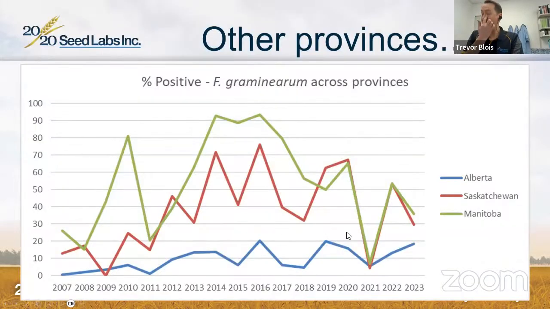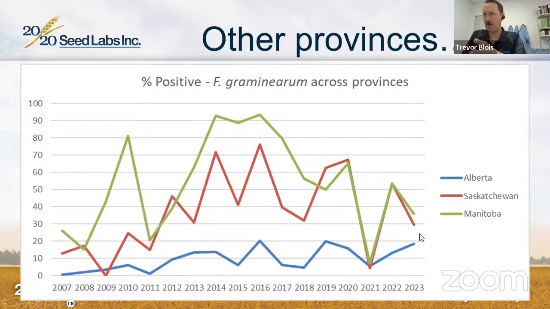How does Alberta compare to other provinces? Still a lower percentage of samples testing positive. You can see Alberta in the blue along the bottom here, Manitoba in the green, and Saskatchewan in the red. 2022 was a peak for both Saskatchewan and Manitoba, and it's gone down since that year. Saskatchewan is about 30% of samples testing positive.